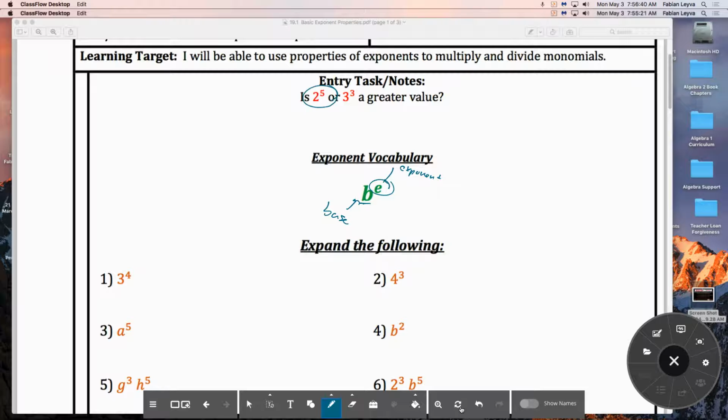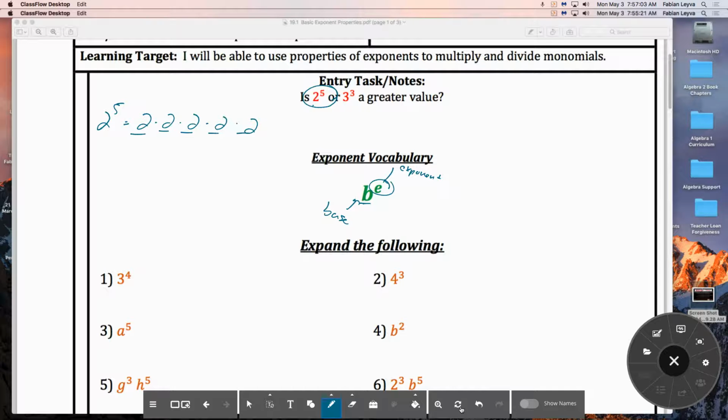So if we have something like 2 to the 5th, I can see that my base is 2 and my exponent is 5. So I'm going to multiply my base that exponent amount of times. So here's my 2. That means 2 to the 5th is the same thing as taking that base and multiplying it by itself 5 times. Let me double check to make sure I got 5 times. 1, 2, 3, 4, 5.